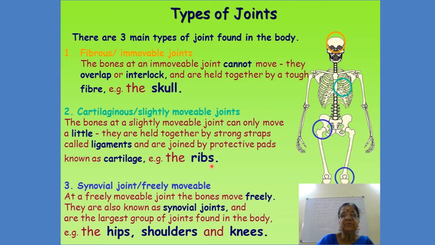Example: ribs. These are all tightly movable joints, ribs. Tightly movable joints are slightly movable joints and can only show little movement. They are held together by strong straps called ligaments and are joined by a protective pad called cartilage.